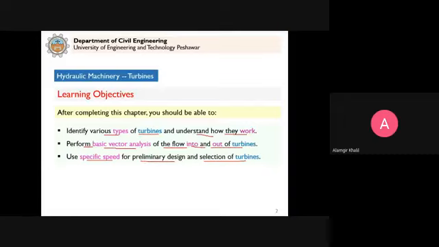We studied specific speed in the previous lecture. The same concept applies for turbines, and using this concept we can do the preliminary design and selection of turbines because it tells us about the type of turbine. So after completing this chapter, you should be able to understand and answer all these questions related to these various topics.